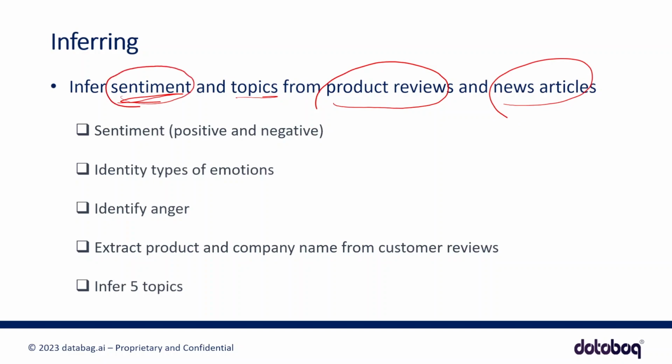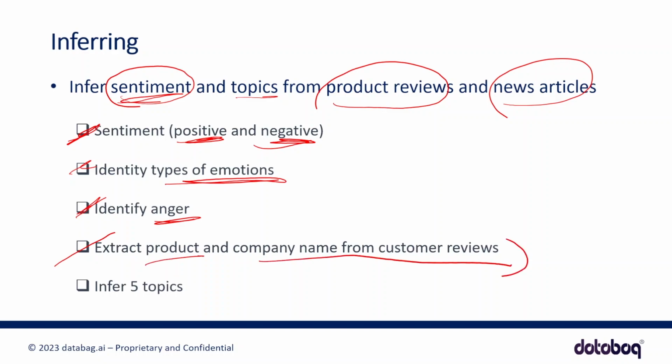If you're coming from a data engineering or data science background, you already know what sentiment analysis is. Just try to find out the sentiment, whether the user is being positive or negative about the specific product or review. Then identify the types of emotions, identify anger, extract product and company name from customer reviews, and infer five topics. The main important thing with inferring is extracting the sentiment, the emotion, and the anger in a specific text.